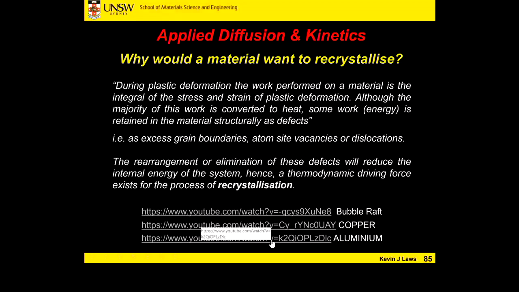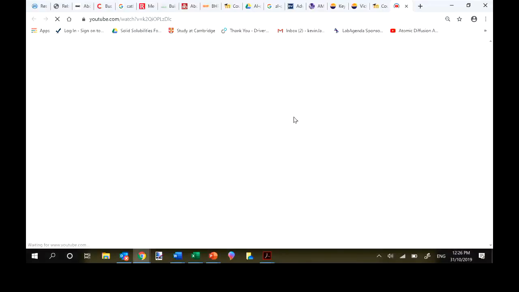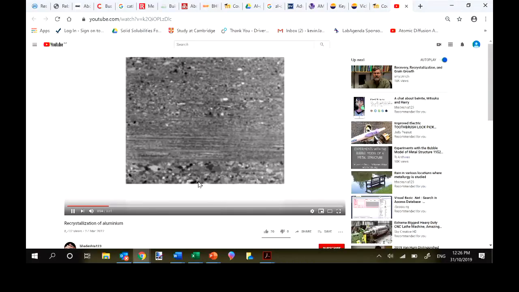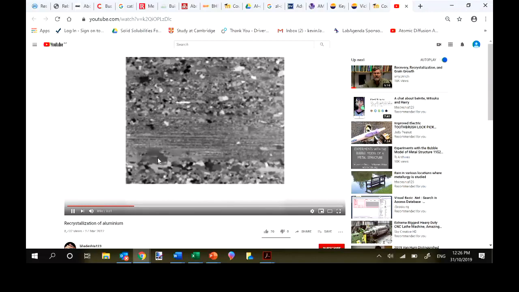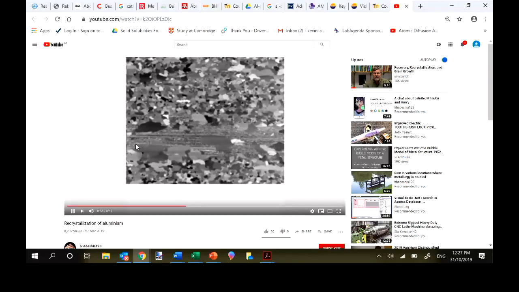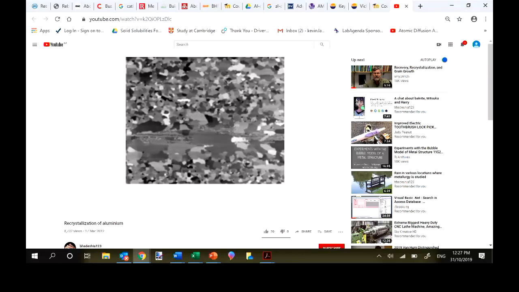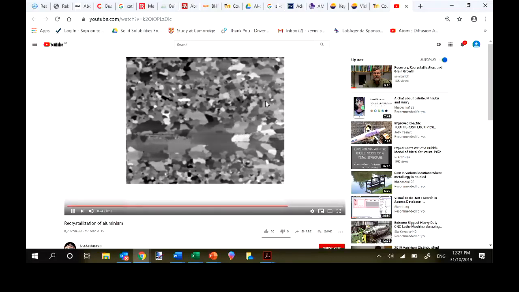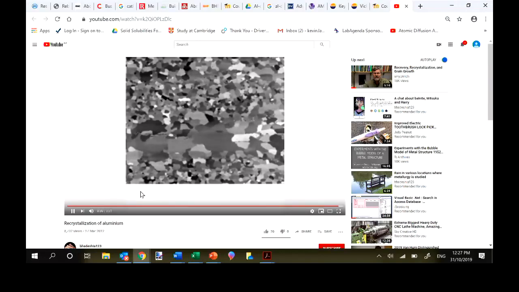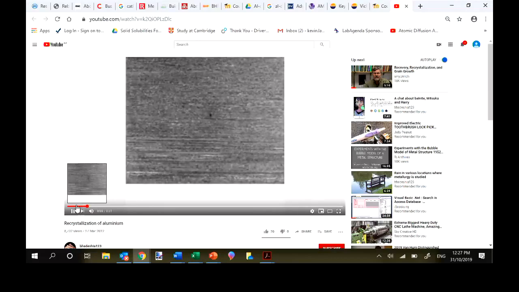We'll play it. Okay, so we've seen it before, but we'll show it again. Here's our directionality from pre-rolling. We can see these large grains taking over the entire structure and growing again. So within these new grains, there's no deformation, there's no dislocations or vacancies. They're a lower energy structure. Okay, so after and before.